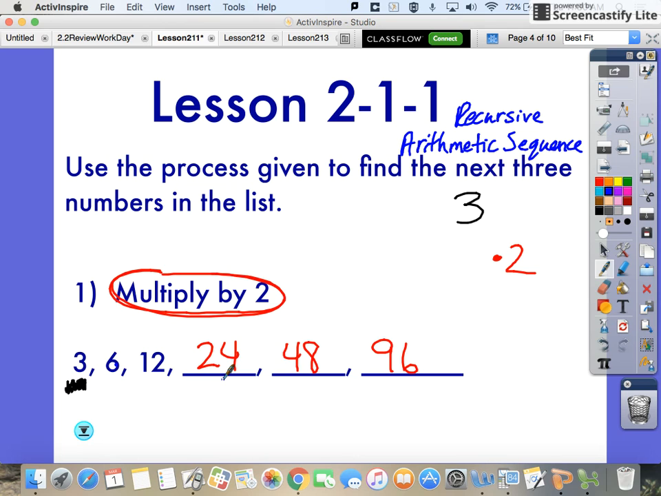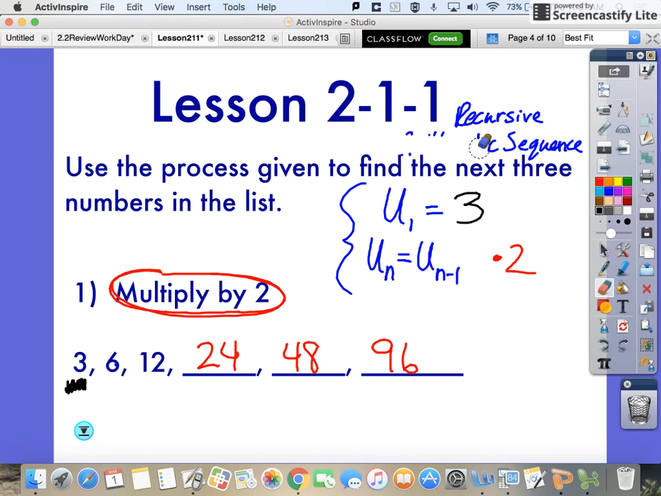Simple enough. Next year, they'll call this u sub 1, which means the first term. The first term is 3. Then they're going to say to find the next term, n, look to the one before it and then multiply by 2. So they're going to make you write it like this, but all they are saying is start at 3 and multiply by 2. That's all it means.